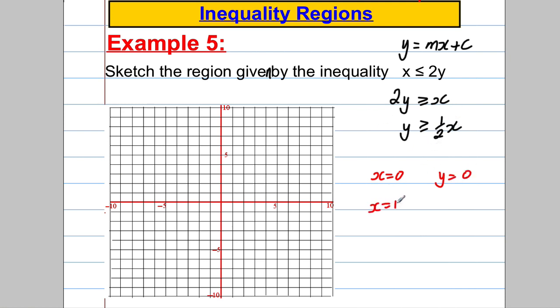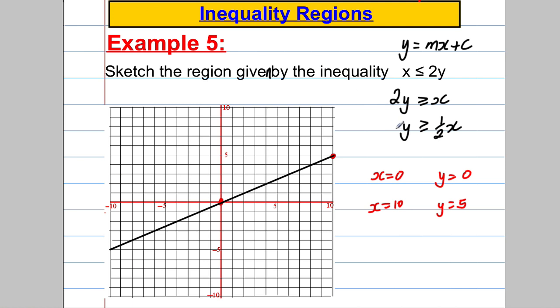Let's make x equal 10, and y would equal 5. So let's use this to plot our points. (0, 0) is here, and 10 goes with 5, just like that. So we could use that to plot our line. Now this time, we don't need a dotted line because it's not a strict inequality.